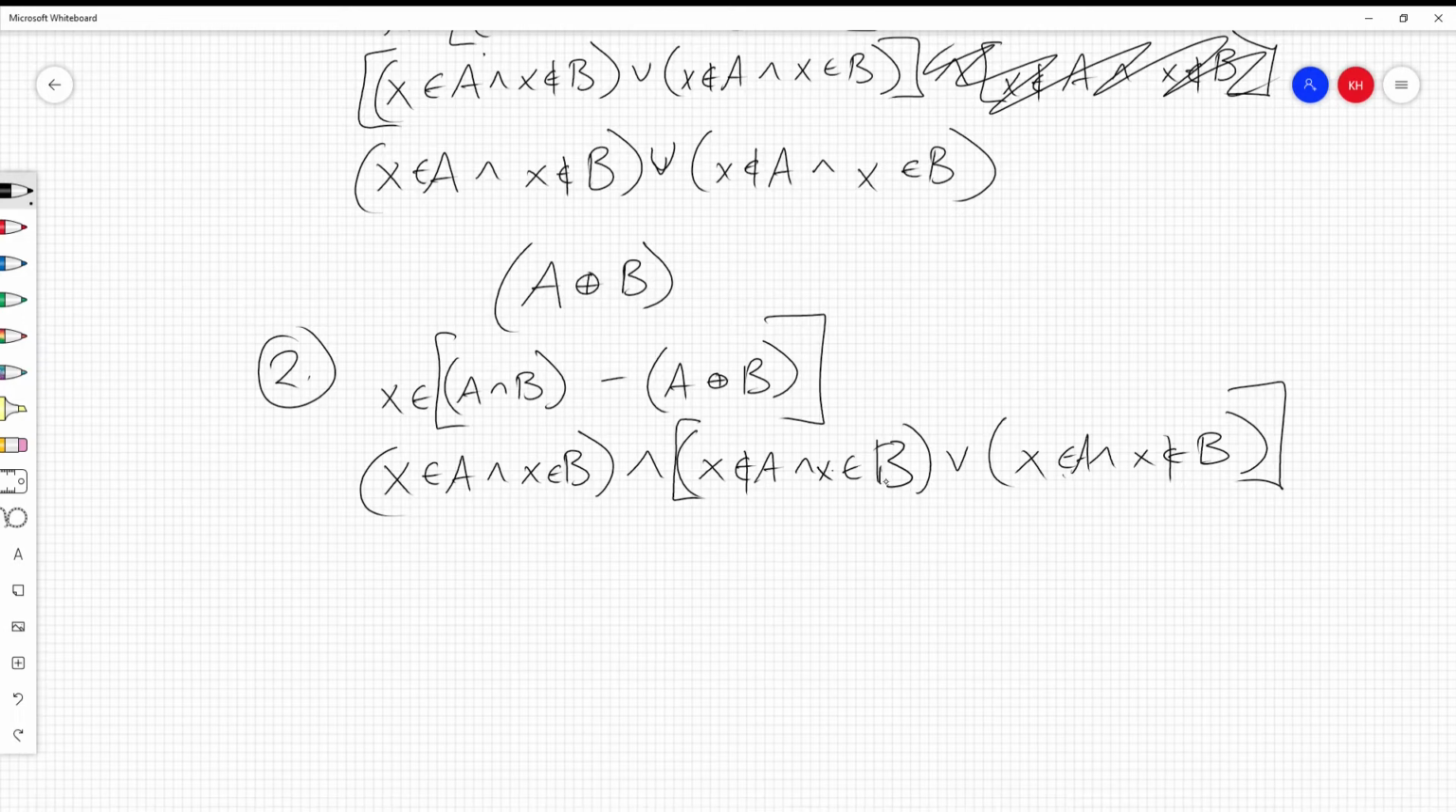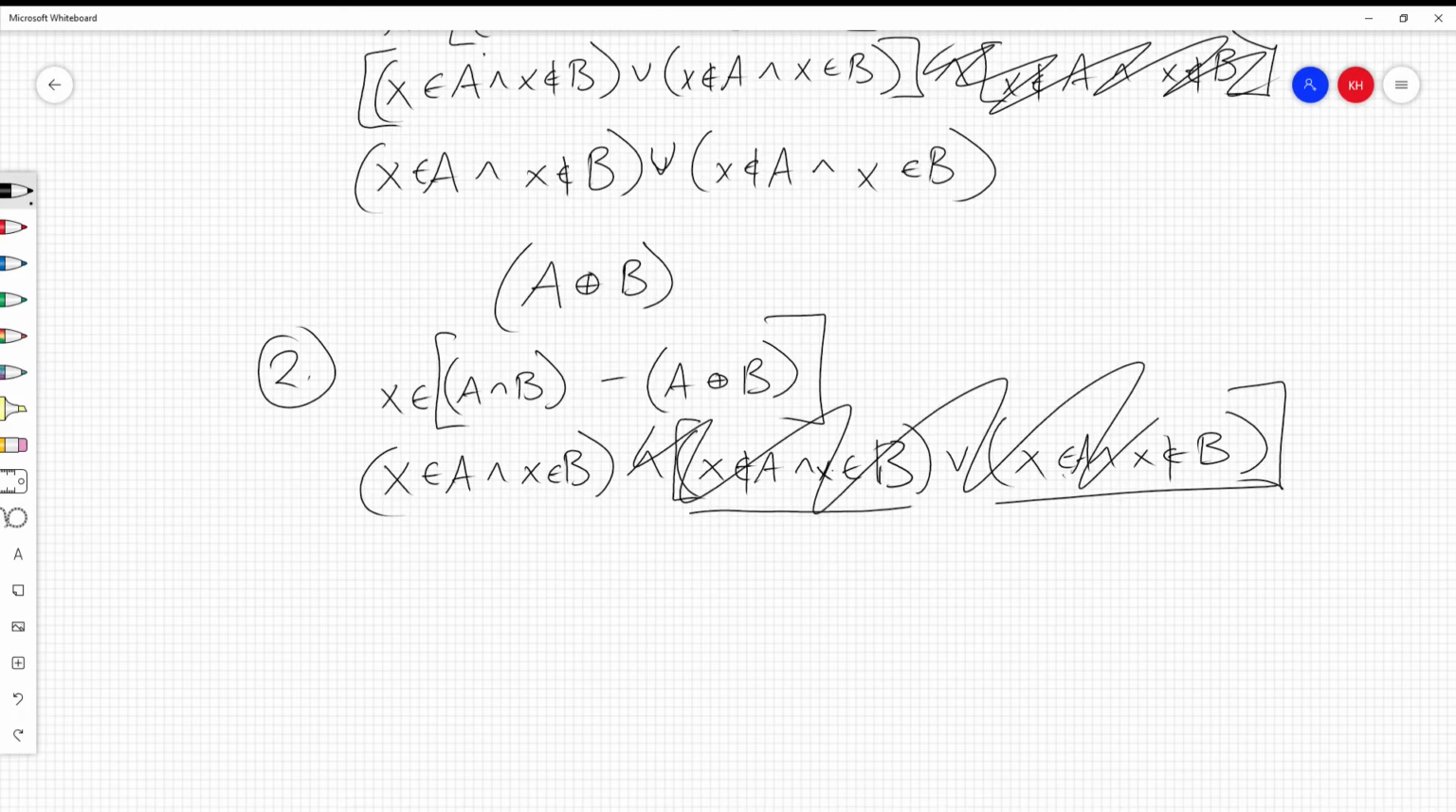And like discussed up above, this one requires x to be in both A and B, where this one, however, is kind of a dual case scenario where it's in one and not the other. So these do not share any commonalities at all. So we're left with just x an element of A and x an element of B, which is easily just A intersection B. That is left for that.